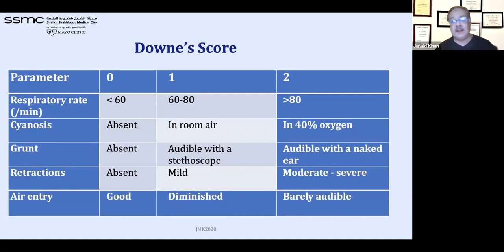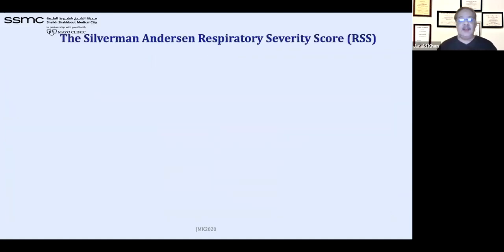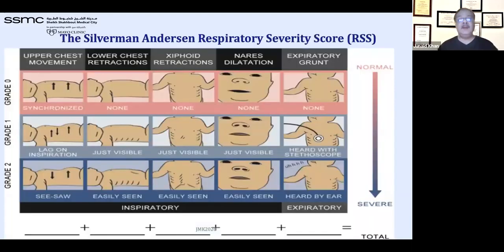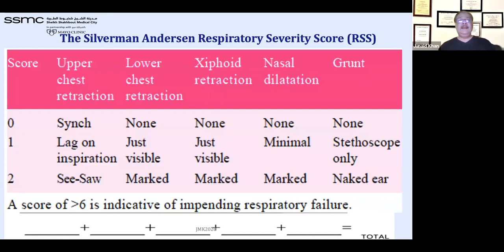stage of the RDS. Similarly, Silverman Anderson retraction score, the higher the score, you calculate what kind of movement the baby has, which is more objective. And then if they have grunting or anything, you calculate everything and put it as a total. The higher the number, the higher the severity. This is the same score, but just in a tabulated form.